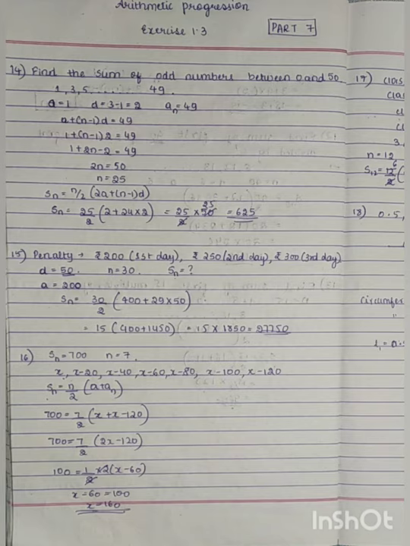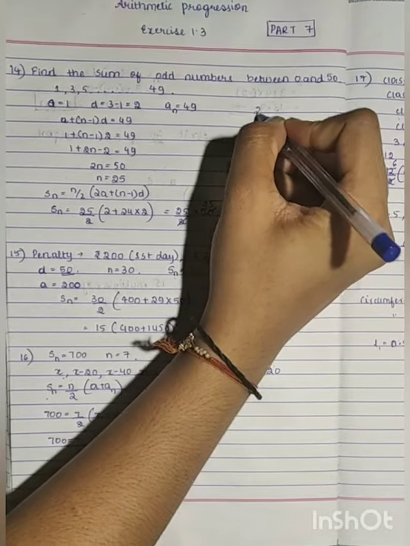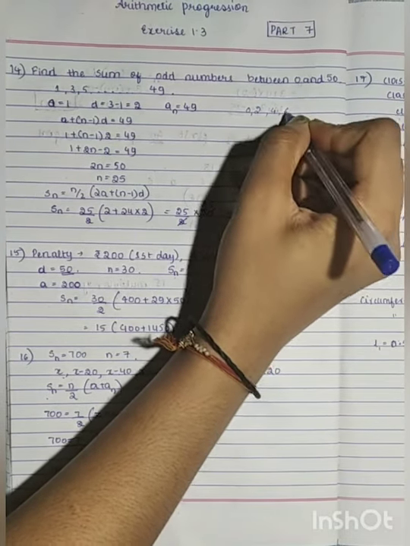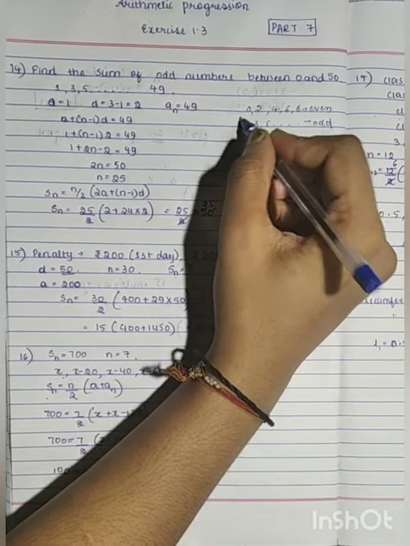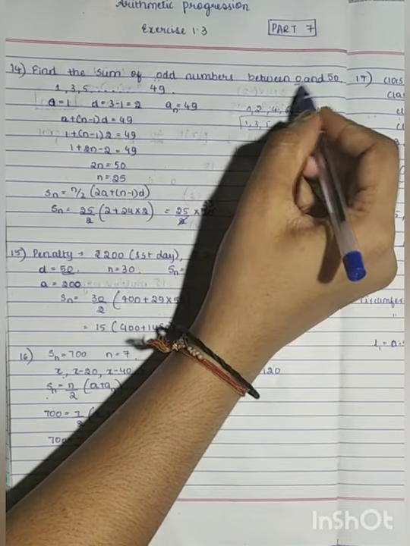Okay, so now the 14th question. In the 14th question, they have given, find the sum of odd numbers between 0 and 50. We know that the multiples of 2, that is 0, 2, 4, 6 and 8, are called even numbers. And 1, 3, 5, 7, 9, such numbers are called odd numbers. We have to find the sum of these odd numbers which come between 0 and 50.